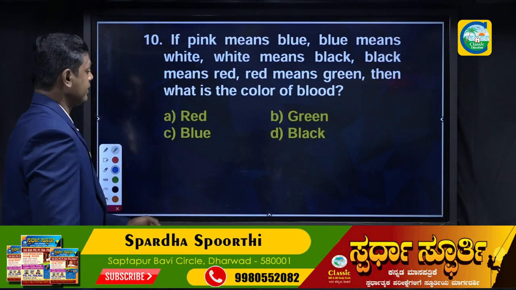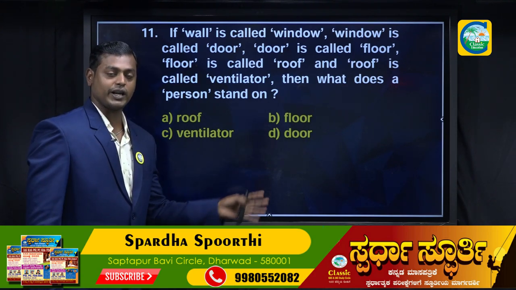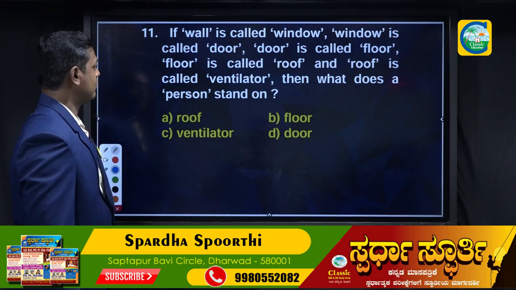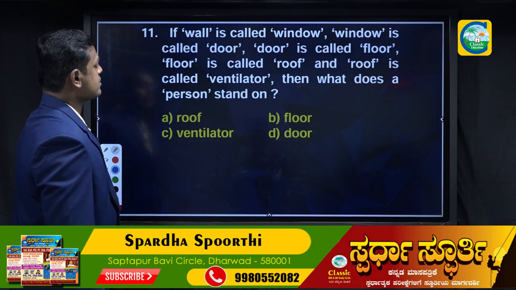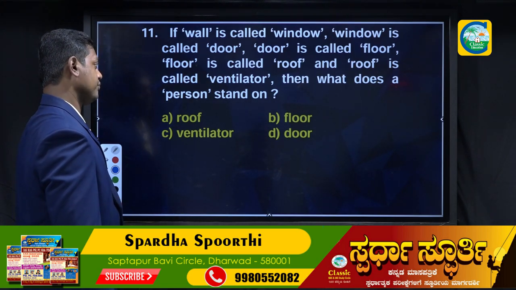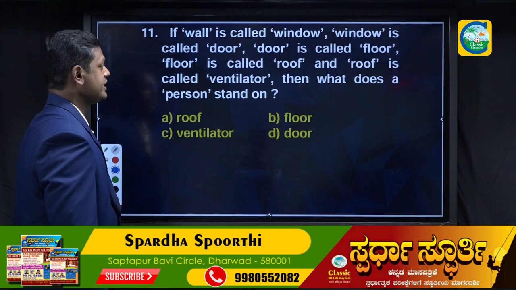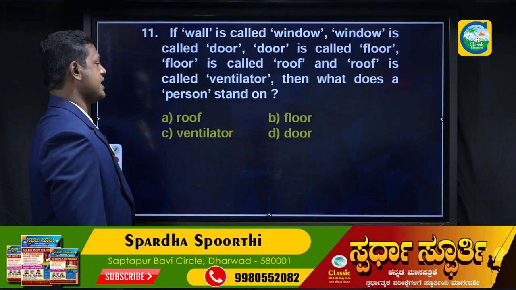Next problem. Okay, the last problem on this topic, coding and decoding. Let me see one more problem of the same type. If wall is called window, window is called door, door is called floor, floor is called roof, and roof is called ventilator, then what does a person stand on?